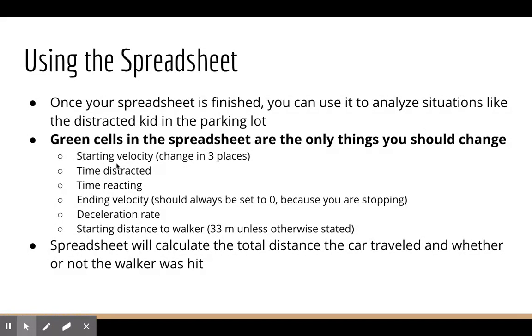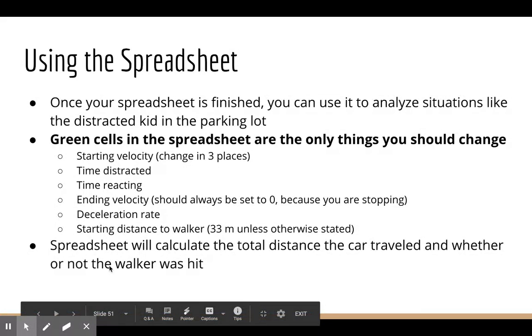So you will be changing the starting velocity. There's 3 different places where the starting velocity needs to be changed: time of distraction and time of reacting. The ending velocity isn't green, but you don't need to change that. That should always be set to 0 because you are trying to stop the car. The deceleration rate and then the starting distance to the walker should always be 33 meters unless otherwise stated. The only time you do need to change the starting distance to the walker is at situation 7.